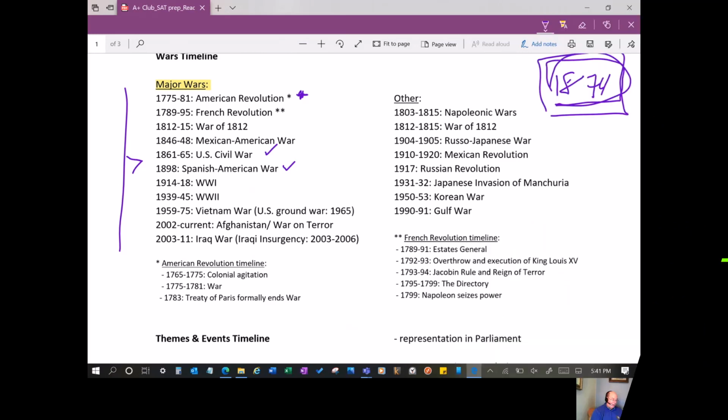Now, the French Revolution, I have seen on the practice test in several of the passages. And know this about the French Revolution, please, okay? It begins as an era of reform.